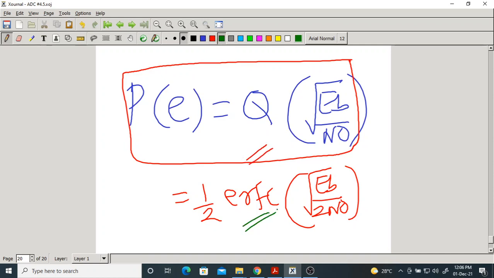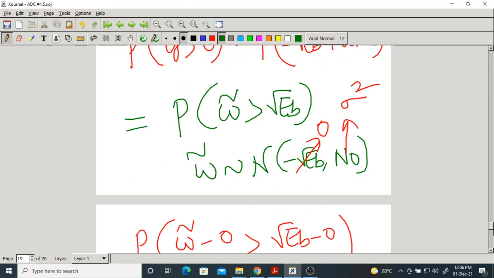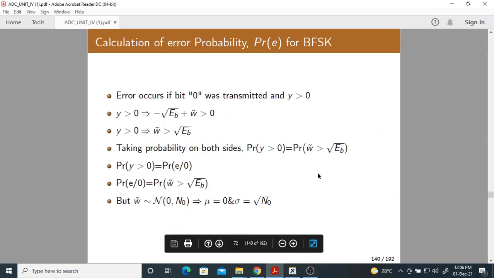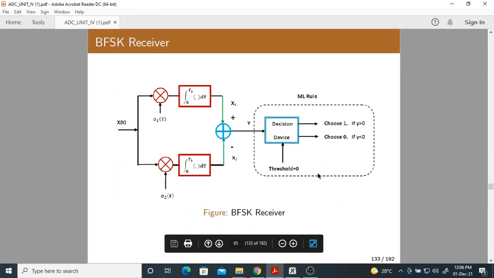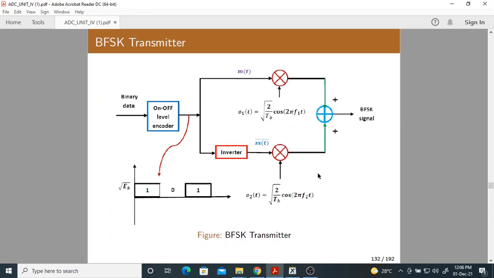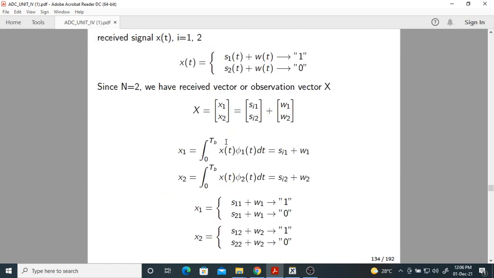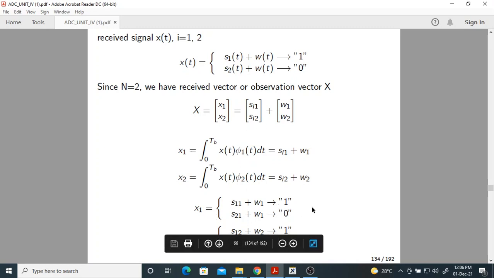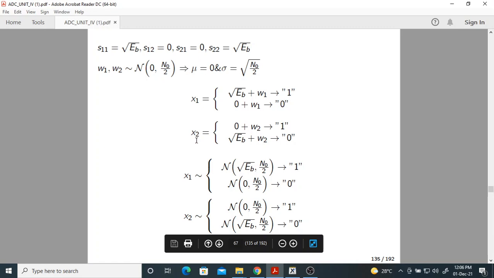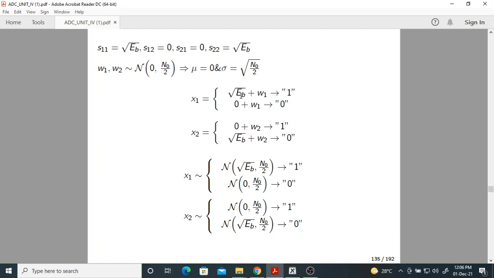Let me briefly go through the derivation of the probability of error. This is BFSK, transmitter and receiver. In the receiver we get two elements in the vector x, x1, x2, because n equal to 2. So what are the values of x1, x2? x1 is root EB plus W1, x2 is root EB plus W2.